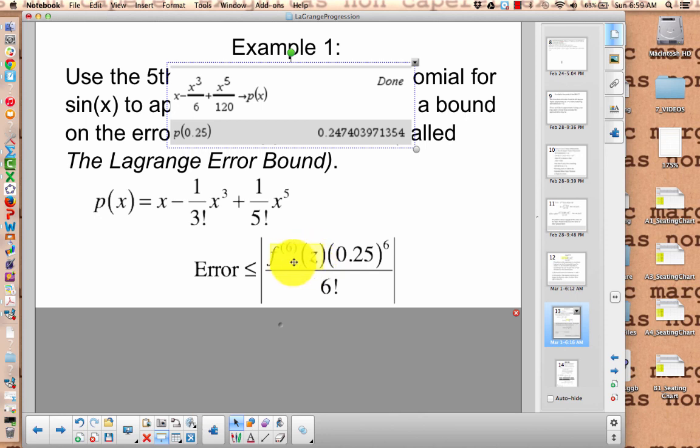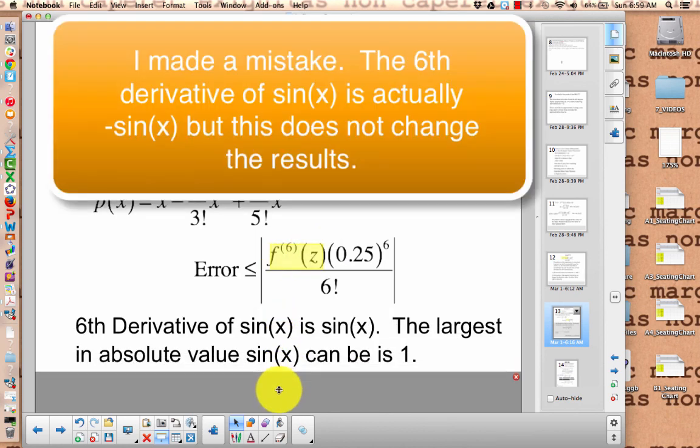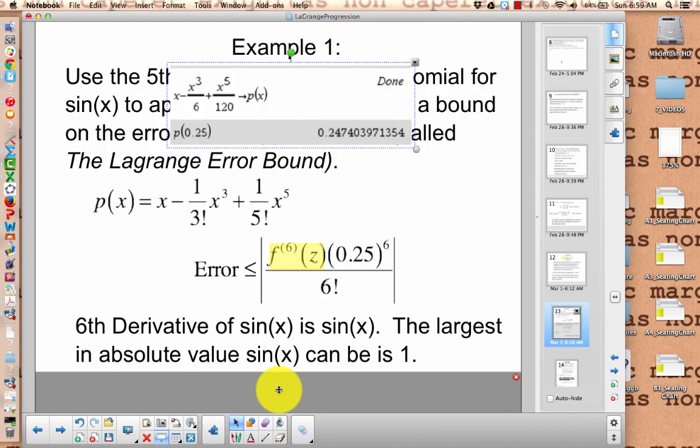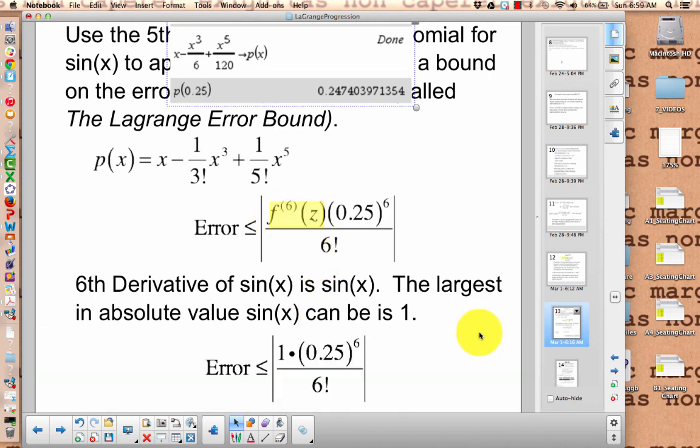The question is, can you put a bound on the sixth derivative of f? Who's f? f is sine x. I put a bound on this little highlighted term. Okay, so the sixth derivative of sine x is sine x. The largest in absolute value sine x can be is 1. So you can replace this term up here with the number 1. It tells you that the error is going to be less than or equal to 1 times 0.25 to the 6th over 6 factorial.